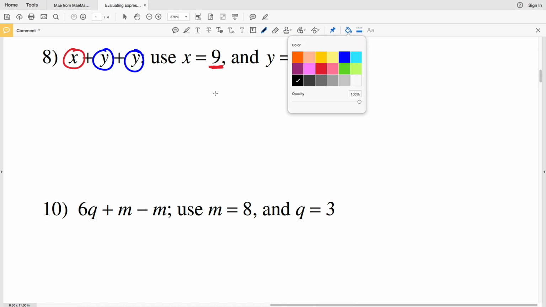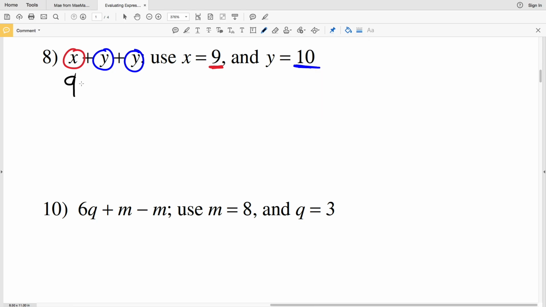So when we write this out, x is 9, so 9 plus y, which is 10, plus another y, which is 10. So 9 plus 10 is 19, plus another 10 is going to be 29. So our answer for 8 is 29.